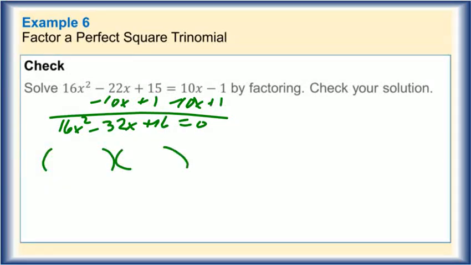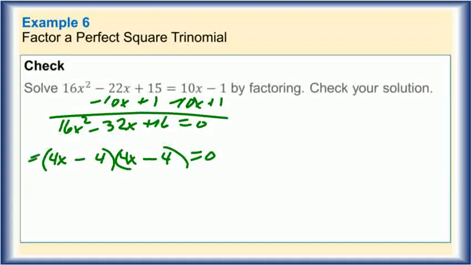The square root of 16x squared is 4x, so I start with 4x in both binomials. The square root of 16 is 4. Since this is a minus, the terms inside both binomials have to be minus. And now I have negative 16x plus negative 16x, which is negative 32x.